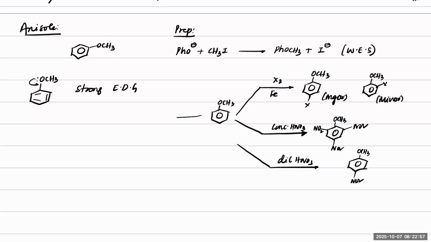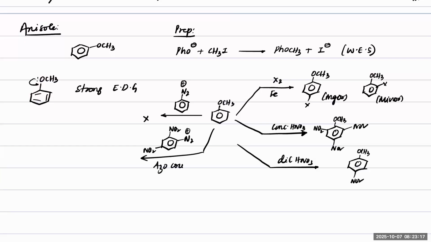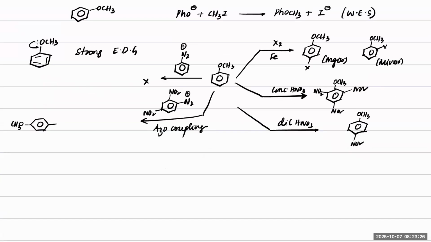In case you treat this directly with diazonium salt, no reaction. But if it is a diazonium salt with NO2 and NO2 present here, then it will give you azo coupling. Azo coupling is observed. Azo coupling means that from the para position, it will attack onto that nitrogen, which is connected with NO2 and NO2. Done? This is the azo compound formed.